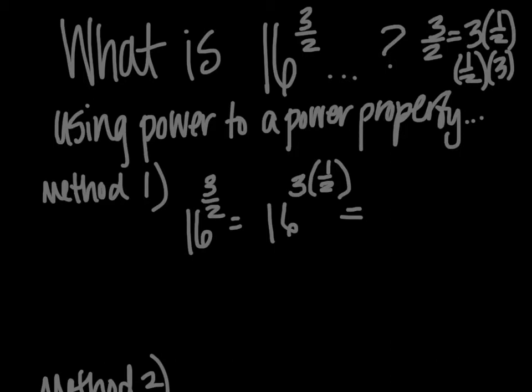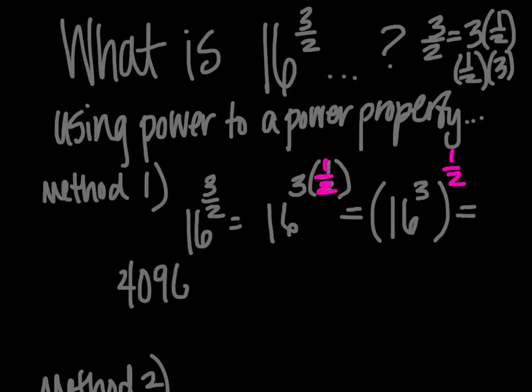So I'm kind of working backwards. I'm going to now rewrite this as 16 cubed raised to the 1/2, so I'm now color coding my half. 16 cubed raised to the 1/2. Let's do a little bit of math. 16 cubed is equal to 4,096. And now we're going to take that, raise that to 1/2.